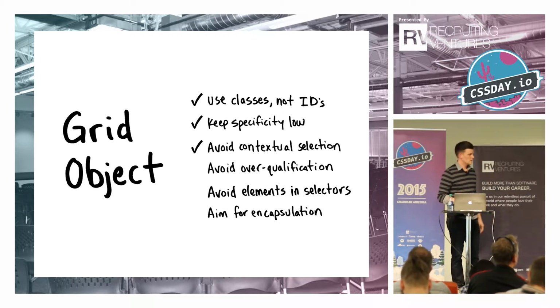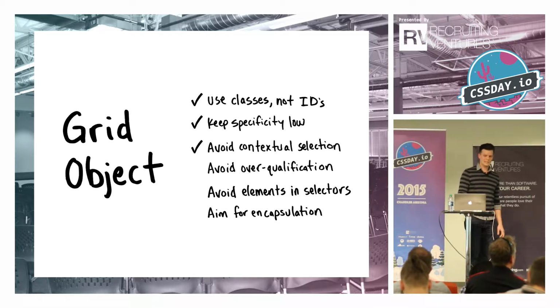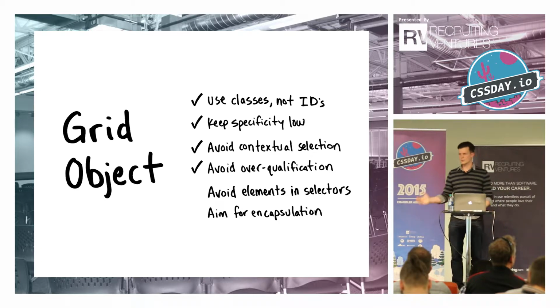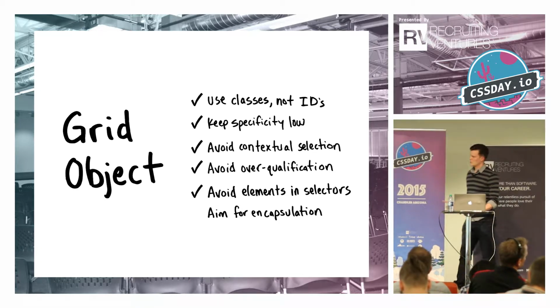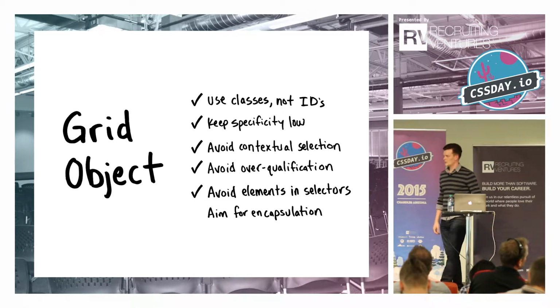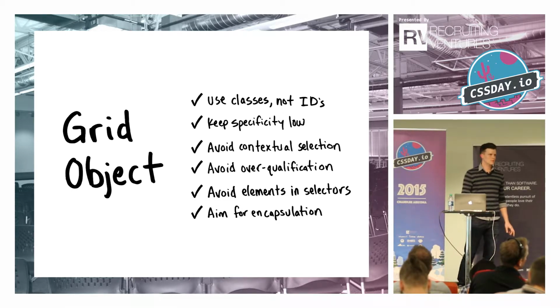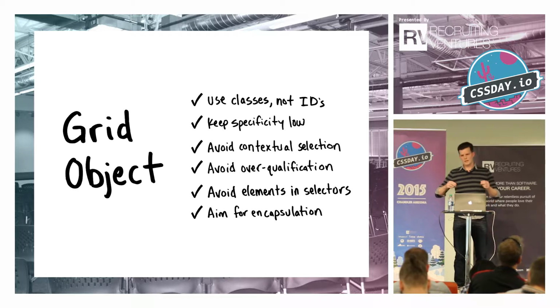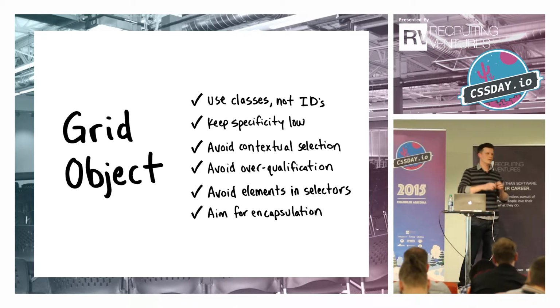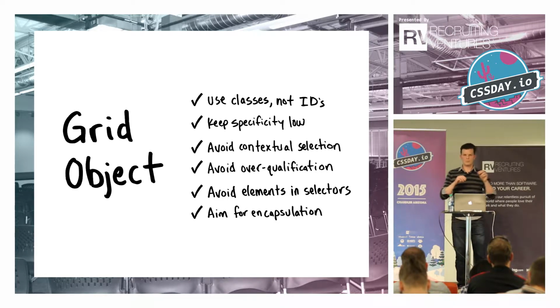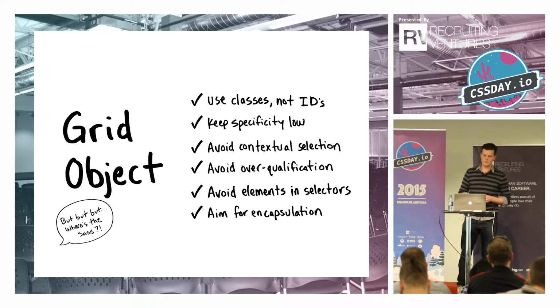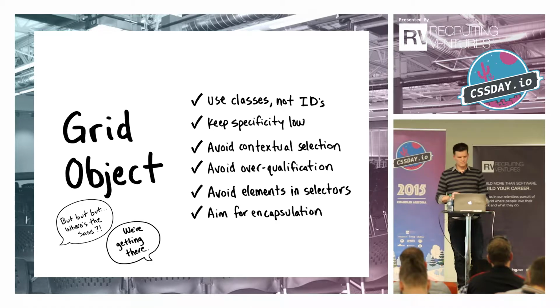Did we use only classes? Yes. Is our specificity low? Yes. Did we avoid contextual selection? Absolutely. Avoiding overqualification? Yep. Are elements in selectors? No, they're not. And is it encapsulated? Absolutely. The way it's been built with our negative margin and the positive margin on our children, we have fully encapsulated this object to not push out in any direction from itself, all right? It's a very functional grid.